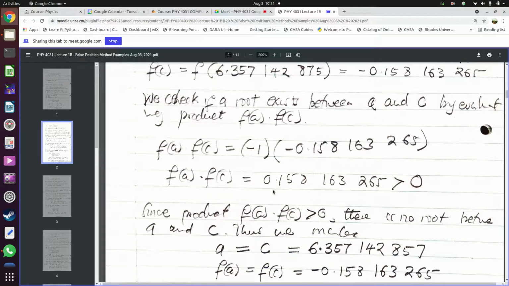So if between A and C there is no solution, then we are going to make our C become the new A, and make the value of the function at C become the value of the function at A. So this C, which we found to be 6.357142857, becomes our new A. We make our C become A, then we make the value of the function at C become the value of the function at A, which is going to become minus 0.158163265. Is that clear?